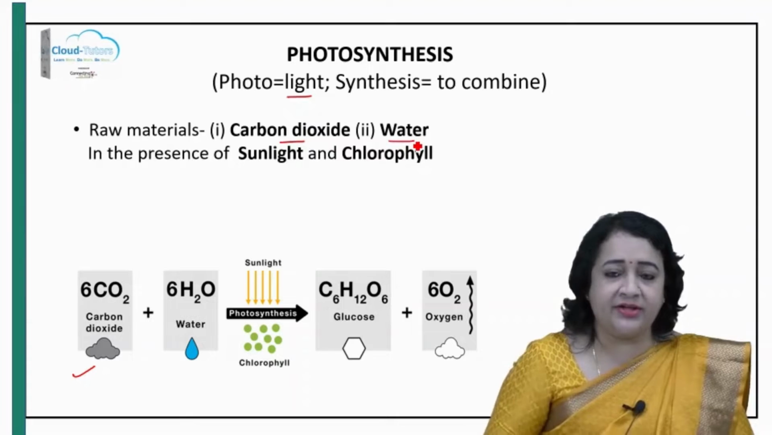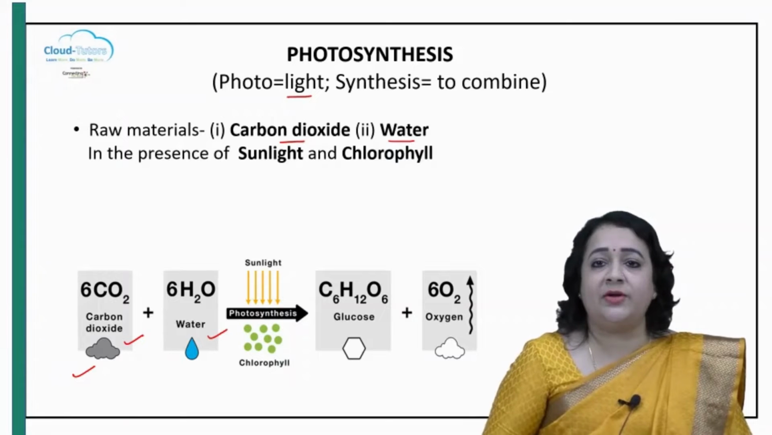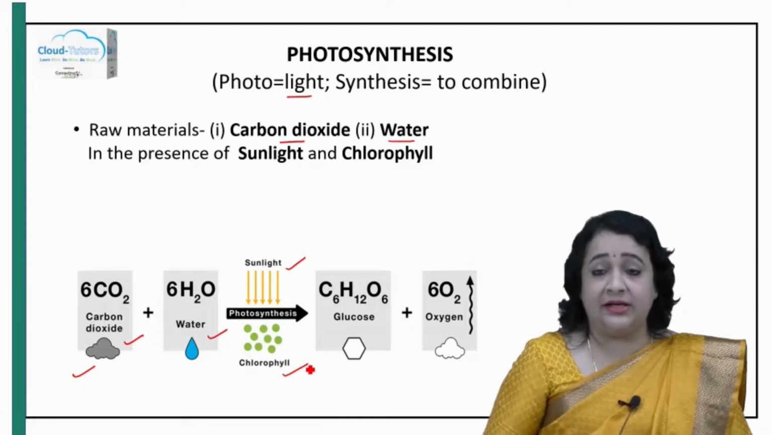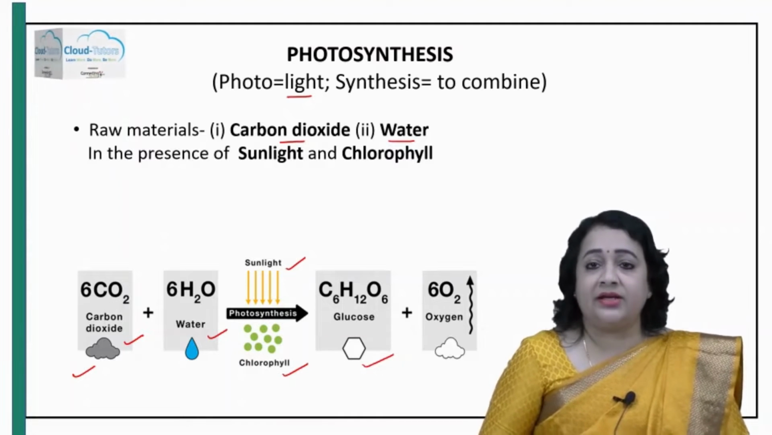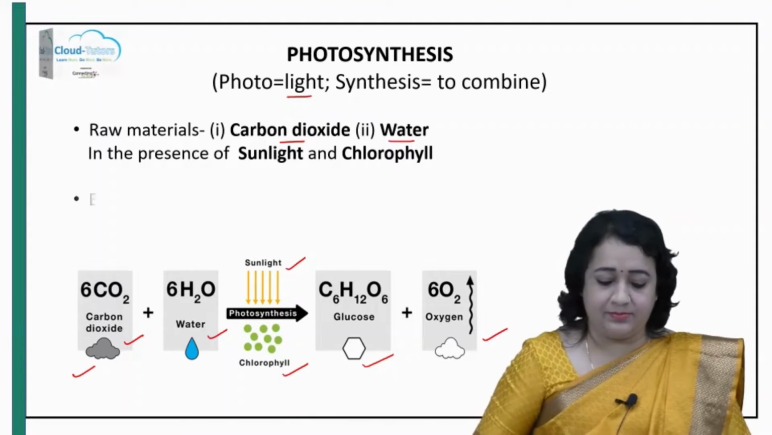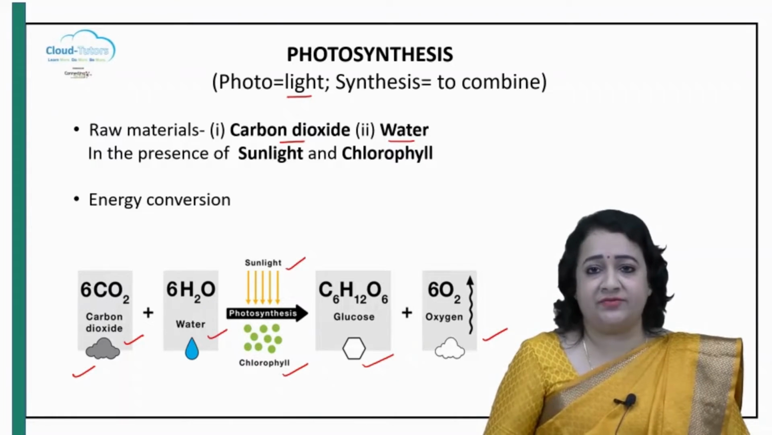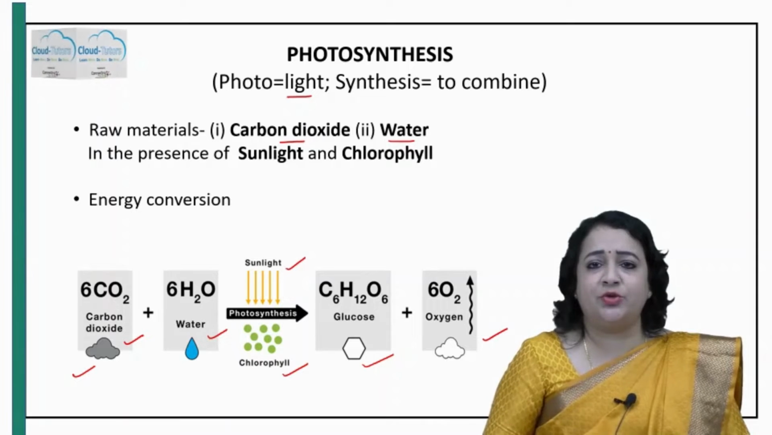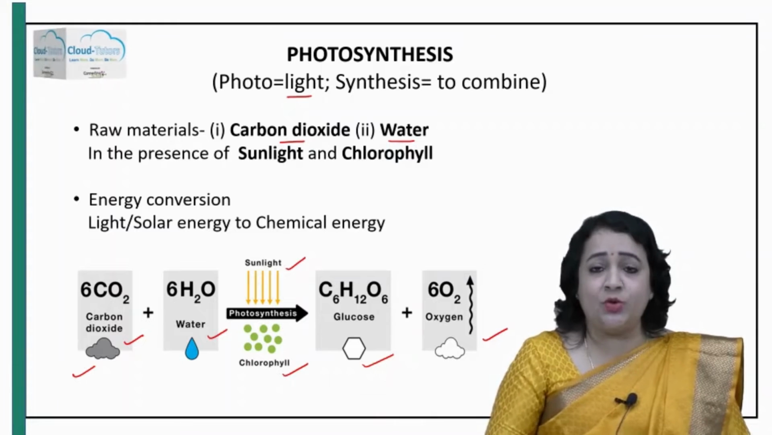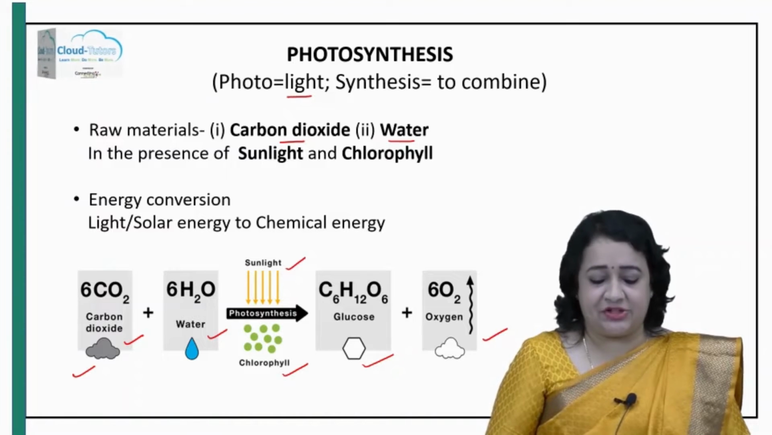water. Carbon dioxide from the atmosphere, water from the soil will be absorbed by the roots of the plant. In the presence of sunlight and chlorophyll, glucose will be produced. Along with the glucose, oxygen is also liberated. So here, if you see the reaction, you can see that there is energy conversion. So what type of energy is converted into what? So here, the solar energy or the light energy is converted into chemical energy. When I say chemical energy, it is in the form of ATP and NADPH.